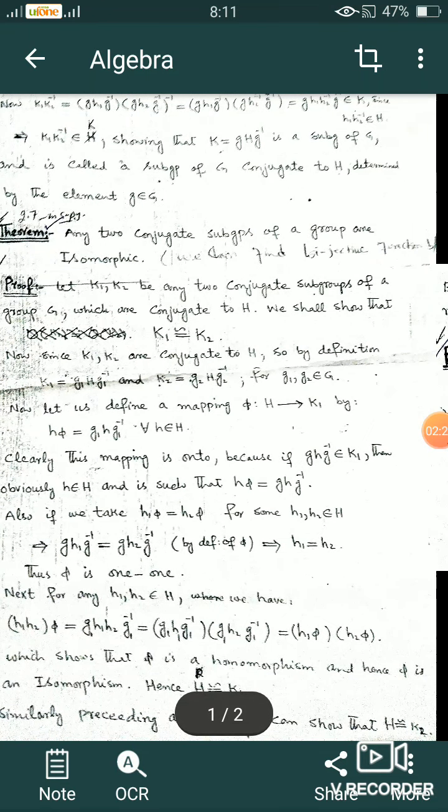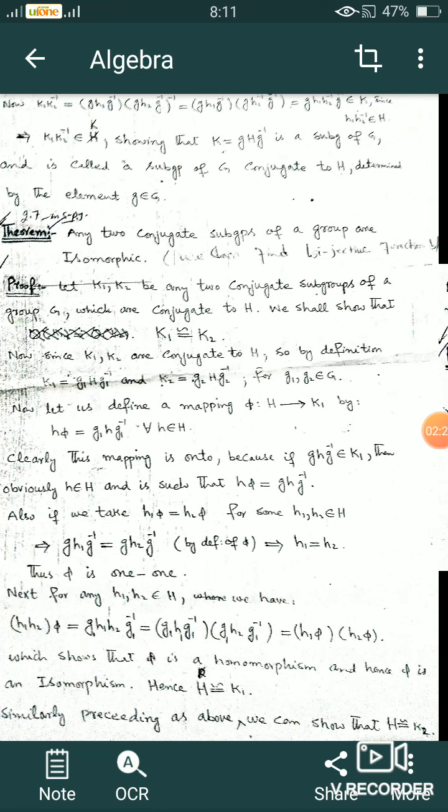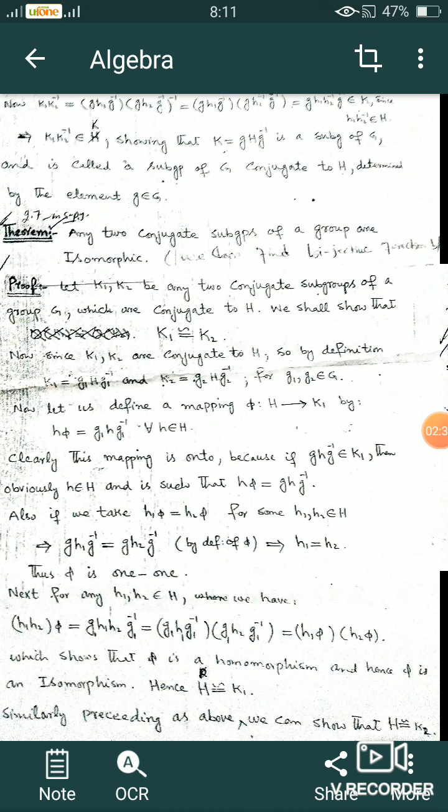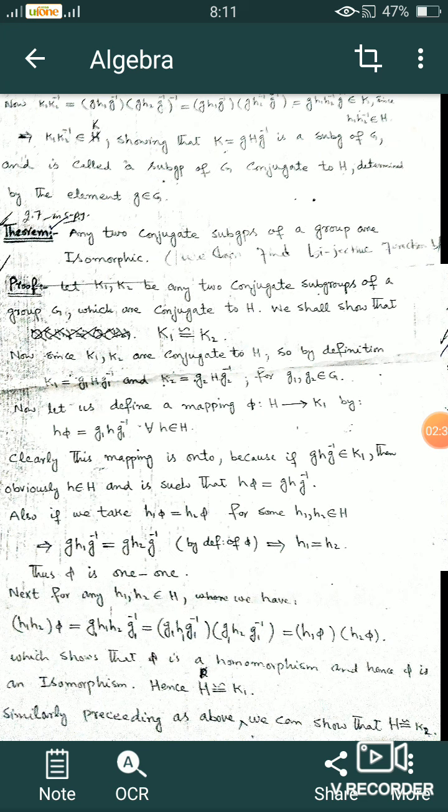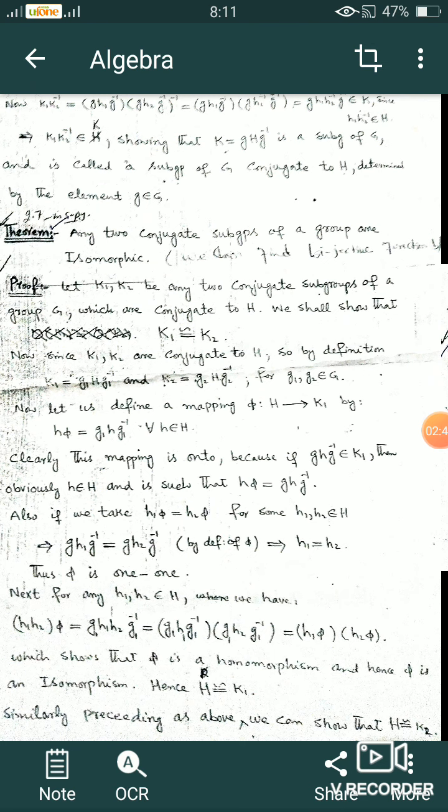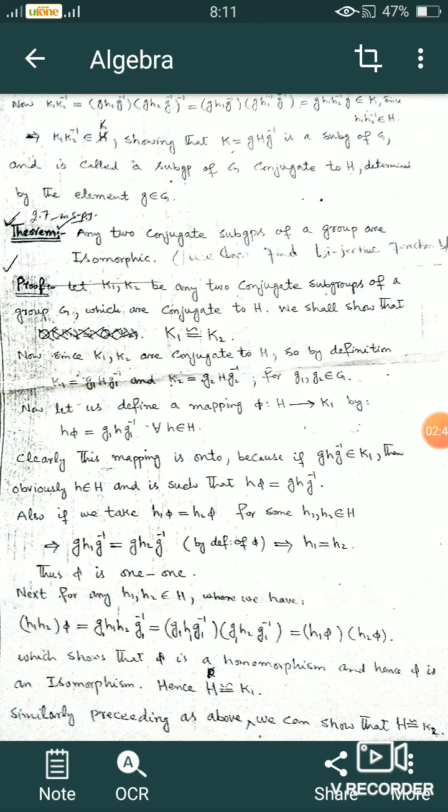Now let us define a mapping phi from H to K1, whose domain is H and range is K1, by h phi is equal to g1hg1 inverse for all h belonging to H. Clearly this mapping is onto, because if we take an element from the range set, there exists an element in the domain set. If gHg inverse belongs to K1, then obviously h belonging to H is such that h phi is equal to ghg inverse.